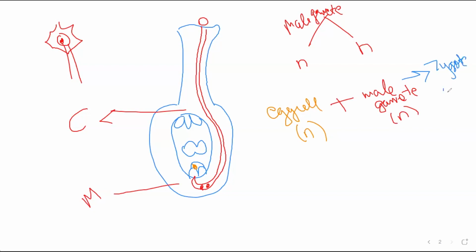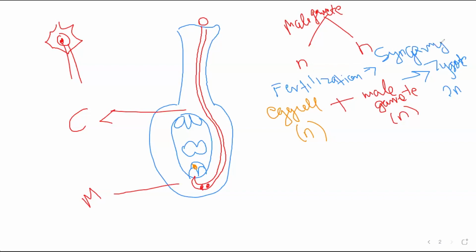So n plus n becomes what? 2n. And this is the process that is known as fertilization. There is one more term we use for such type of fertilization. This type of fertilization is also known as syngamy.